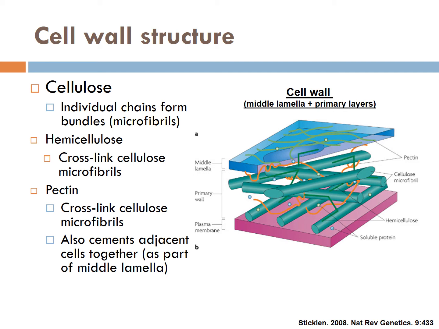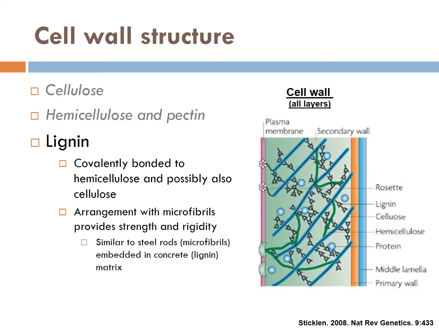Lignin is absent from this figure because it's not part of the middle lamella or the primary layer. Lignin is a part of the secondary wall, as we can see in the figure to the right. It is covalently bonded to hemicellulose and possibly also cellulose. The arrangement of lignin and cellulose in the secondary cell wall provides strength and rigidity to the cell. It does this in a similar way as steel rods embedded in concrete, where the steel rods are the cellulose microfibrils and the lignin is the concrete.